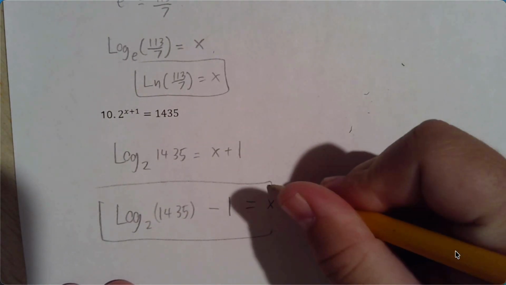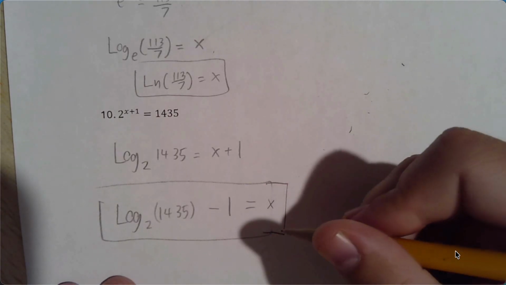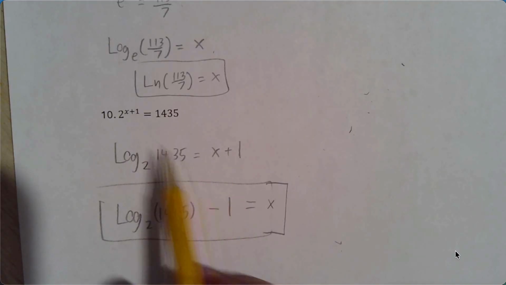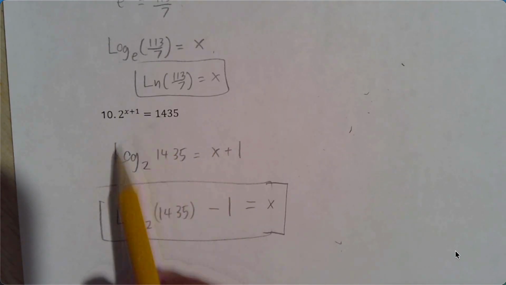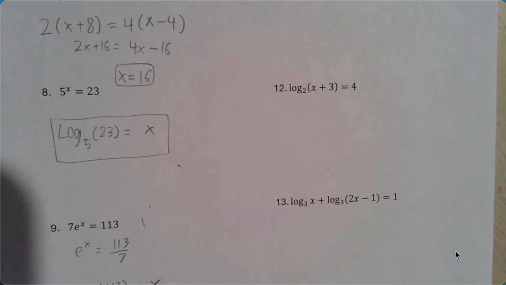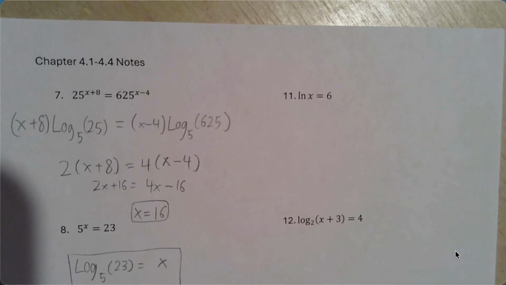You don't actually work out what the log is. And then in the second box is where you actually type this in around it. So because that exponent was x plus 1, we just get our log, and then we subtract 1 afterwards. Okay, we're doing really good, but now we're going in reverse.